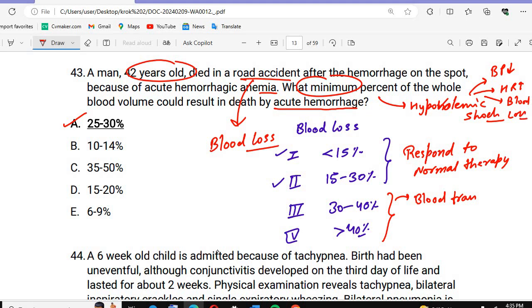So remember, we need to do blood transfusion, and the patient can die on the spot if the loss is more than 30%, within 1 to 3 minutes.